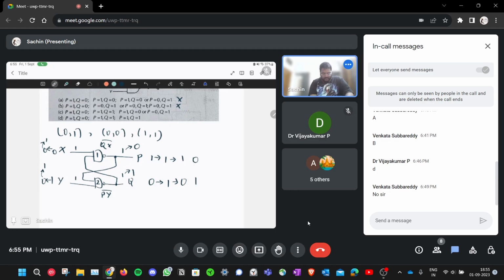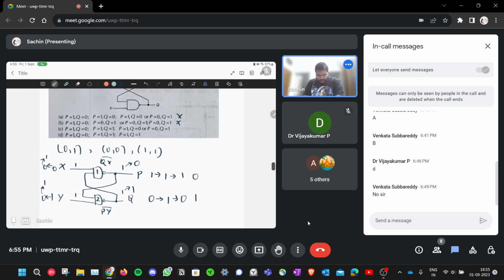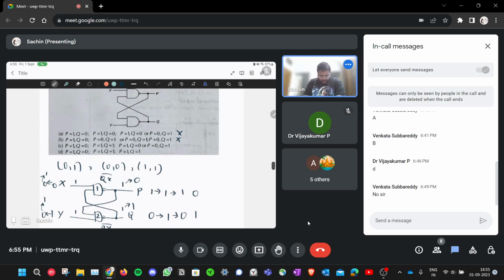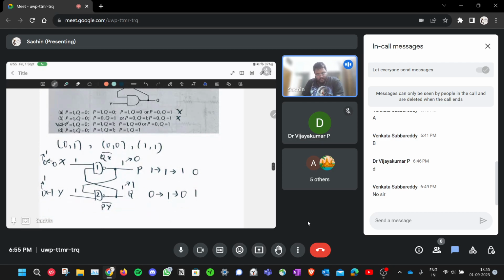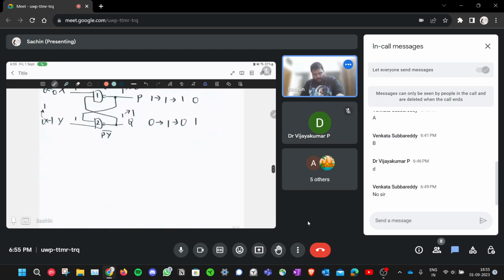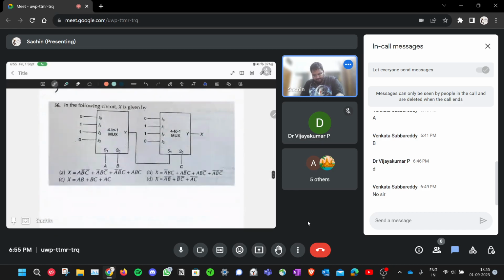So the third output state can either be 0 1 or 1 0, depending on which of these NAND gates is faster. So that's shown in option number 3. The output can be 1 0 or 0 1. Any doubts? Okay.